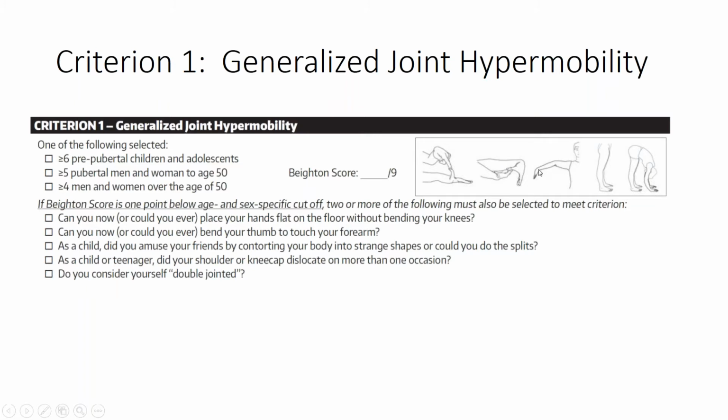We look to see whether the elbow extends more than 10 degrees beyond the straight line or more than 190 degrees on a goniometer, which is an instrument that actually measures angles in the joints. And I find it very helpful to actually use that goniometer because sometimes it's difficult to tell by eye. So if you have 2 elbows that both extend more than 190 degrees, we give you 2 additional points on the Beighton score.